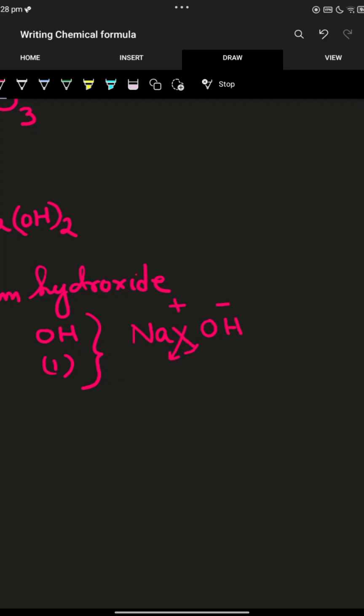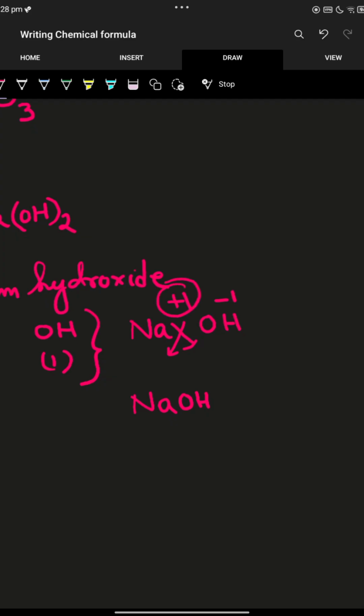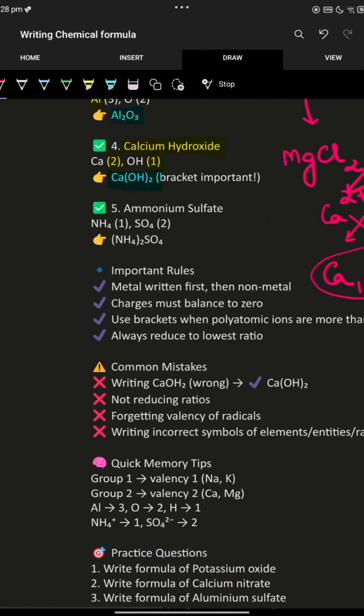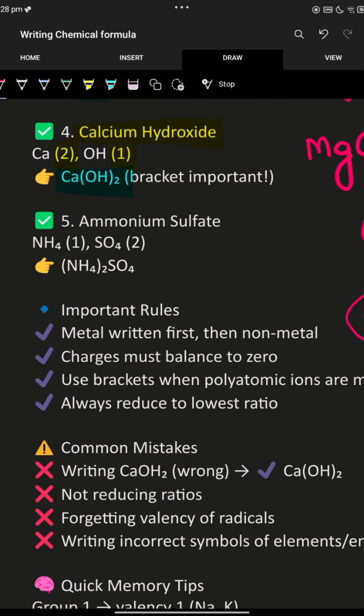Crisscross of valency means both are 1 plus 1 minus 1. So here we will write NaOH. You don't need to give bracket for OH here because it is having the value only 1. If it is more than 1, then you will write the bracket as you have written here in Ca(OH)2.